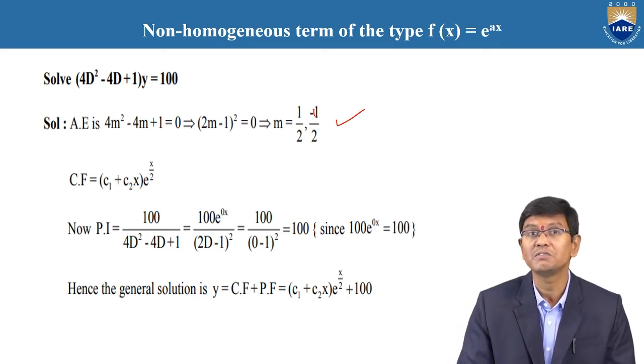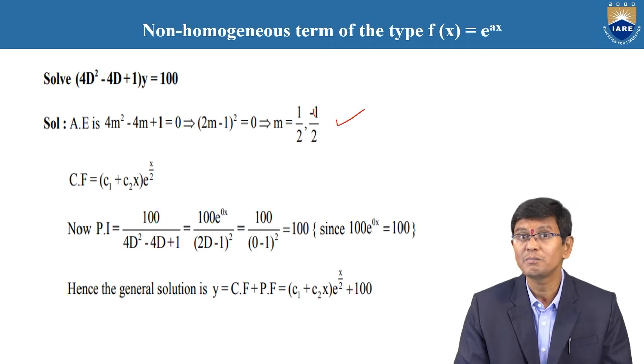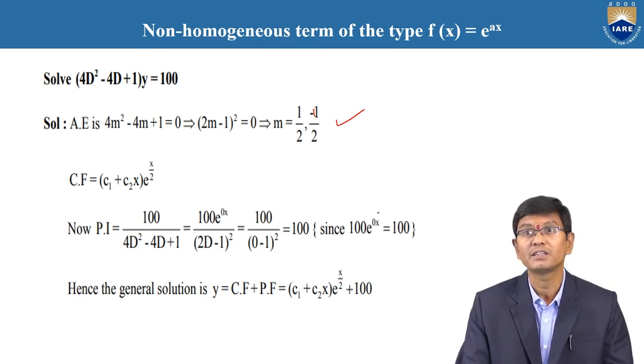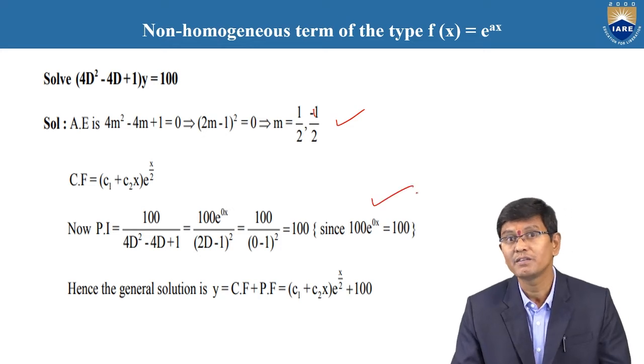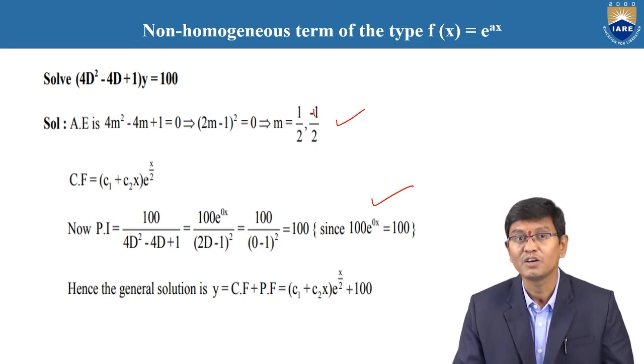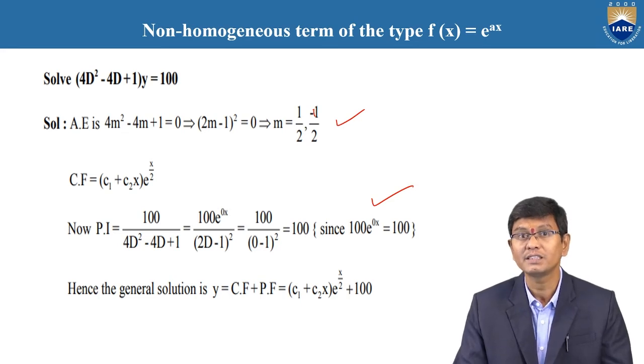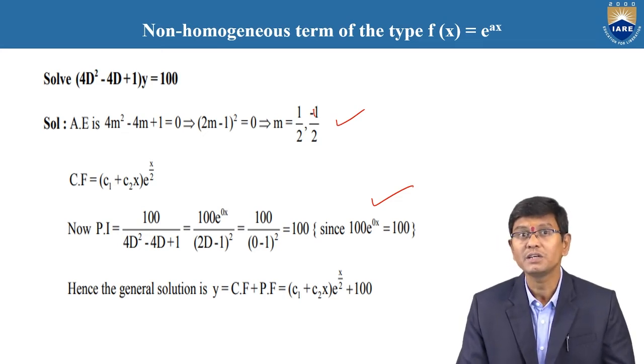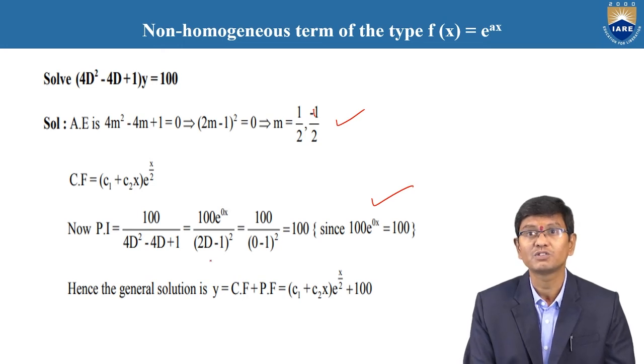Therefore, with the help of the solution, we need to consider (c1 + c2 x) e^(x/2) as the complementary function, and for the particular integration you need to assume 100 / (4D² - 4D + 1). But on the right side there is no variable term, so we assume that 1 is nothing but e^(0x). Therefore, 100 e^(0x) / (4D² - 4D + 1), which is also (2D - 1) whole square.